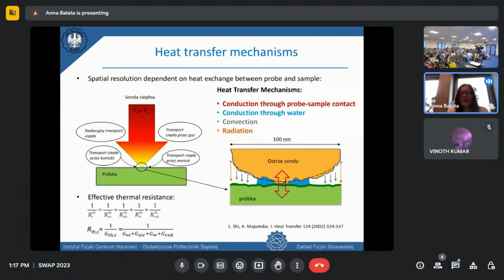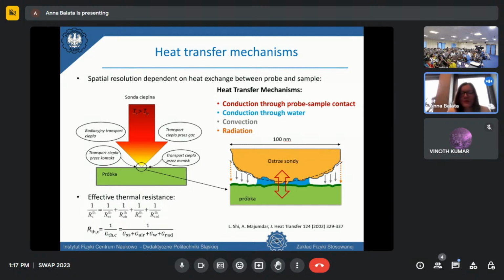And the measurements are quite complicated, as well as the description and interpretation of the signal. I will just briefly say about the interaction between the probe and the sample. This is a typical scanning probe microscopy. So our probe is in contact with the surface of the sample and scans its surface. Sorry for the Polish, I will translate it.